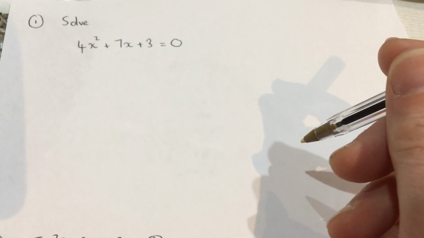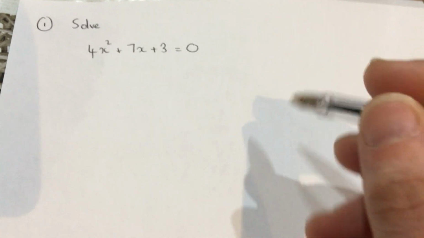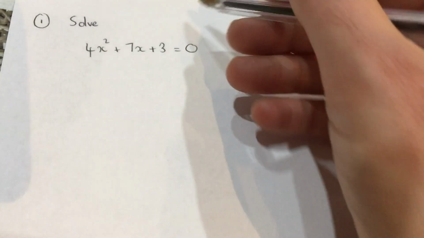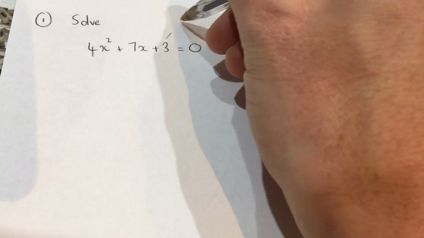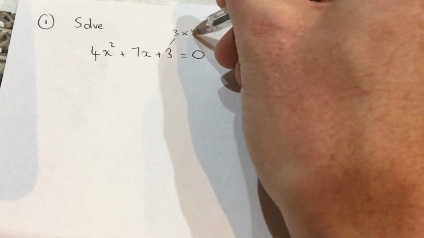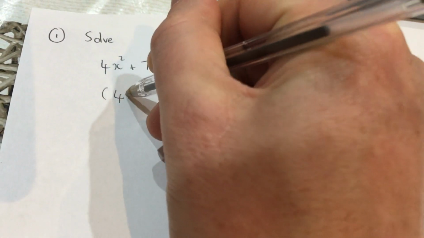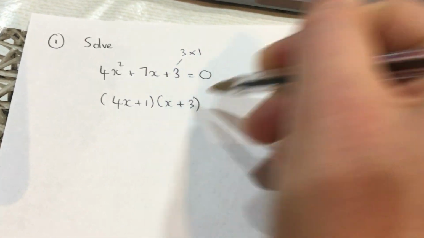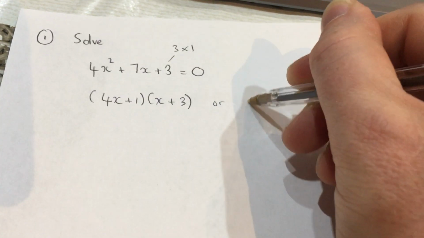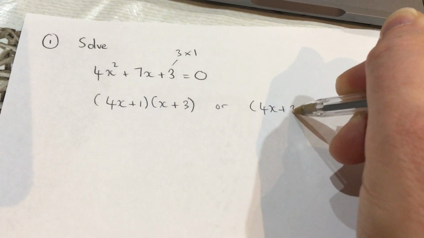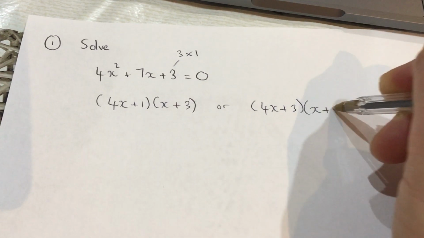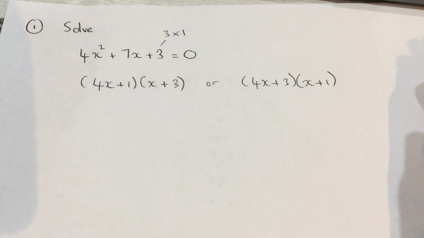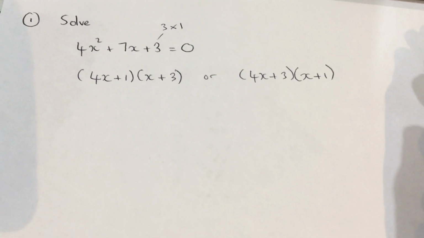These are just two examples to help with the homework on solving quadratics. Now, to factorise this, we look at the 3 at the end, and 3 is 3 times 1. So the brackets could be (4x + 1)(x + 3), or it could be (4x + 3)(x + 1), as two possible first examples.